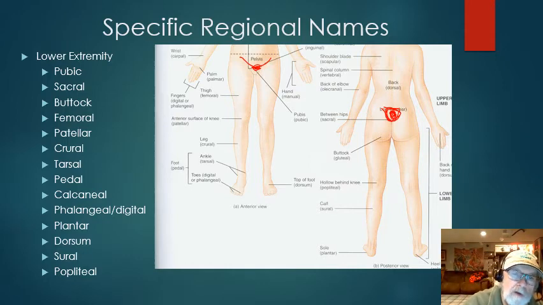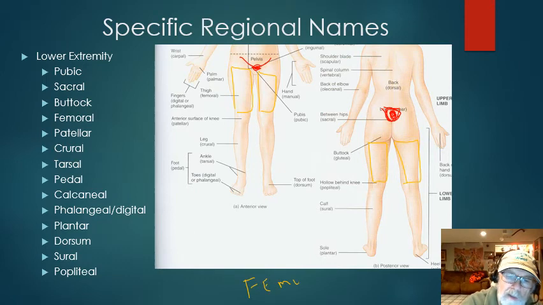Femoral. Femoral is the thigh. This area in here is called the femoral region, both front and back. The reason why is the bone that sits in there is the femur. The femur is the big bone, which is the largest single bone in the body. That's called the femur. That's called the femoral region. Okay. Let me get rid of those. Let's get rid of the femur, the pubis, the sacrum and stuff like that.